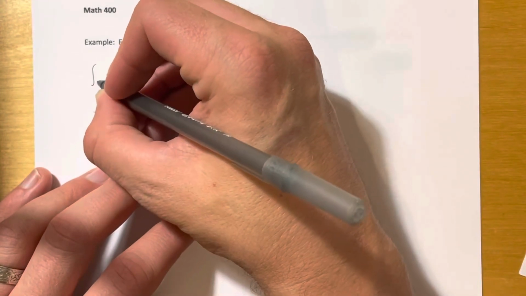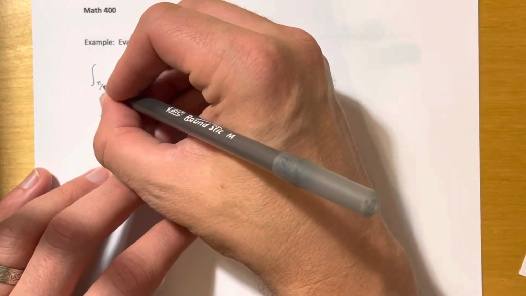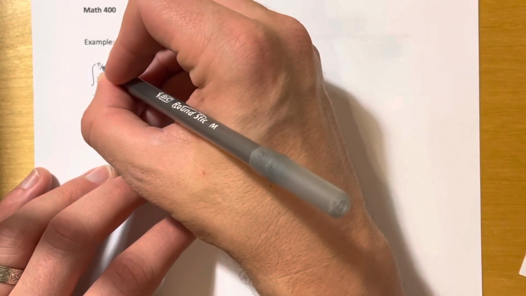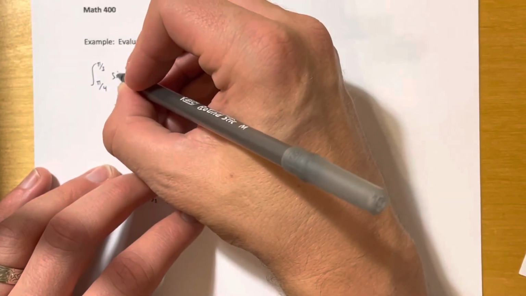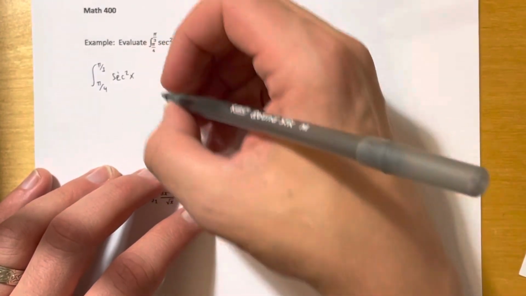Let's see. Pi over 4, pi over 3, secant squared of x dx.